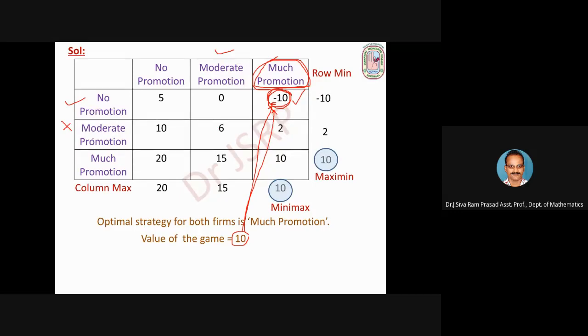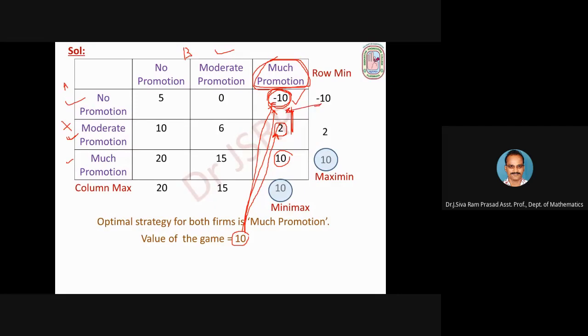Second option. Suppose player A selects the second strategy, moderate promotion. Then the corresponding value of the game is 2. So here also the loss of player B reduced from 10 to 2. Okay. Third option, the loss remained the same. So by observing these 2 points, if player B follows theory and player A does not follow theory, then the loss of player B reduced below 10.